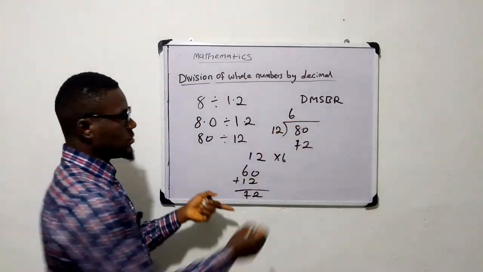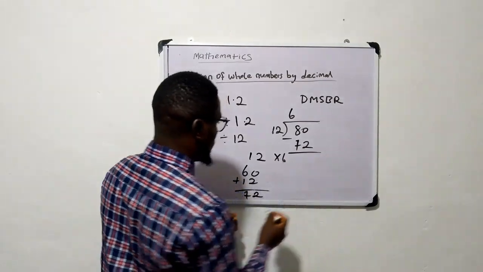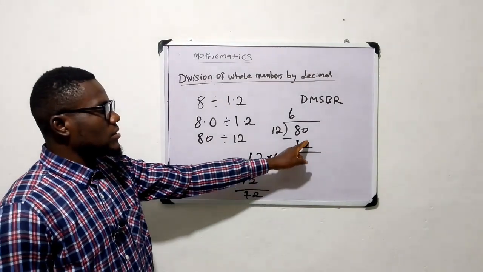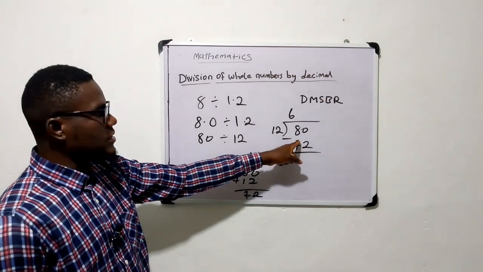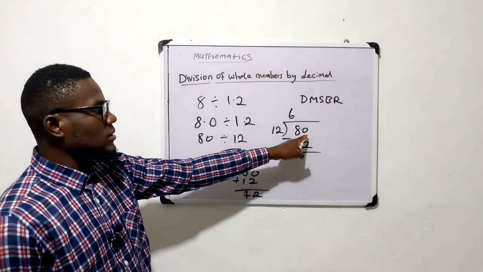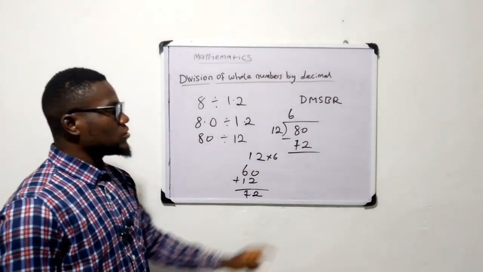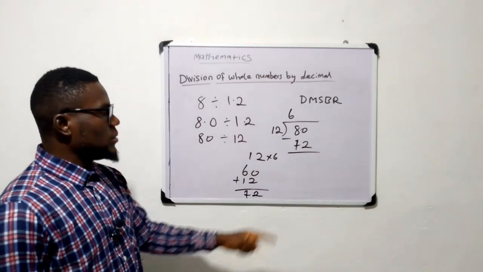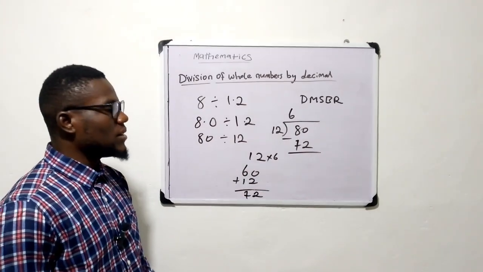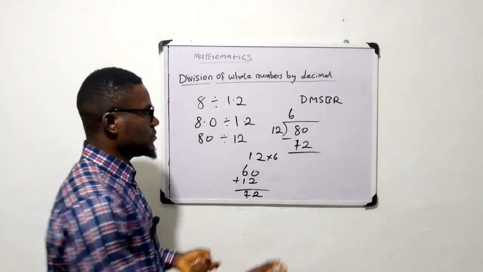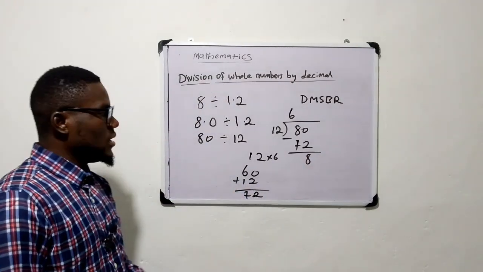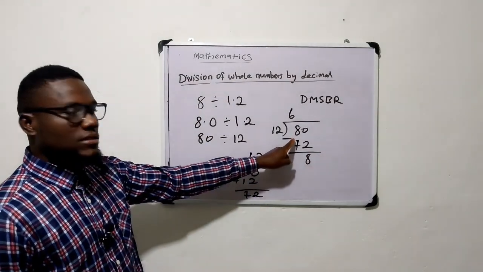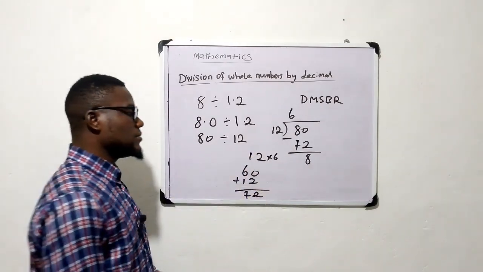Then we subtract. When we subtract 2 from 0, it will not be possible. So we're going to borrow 1 from this digit here and add it to this 0, it becomes 10. And when we subtract 2 from 10, we're going to have what? 8. When we subtract, remember this is 7 now, not 8. When we subtract 7 from 7, we have 0.